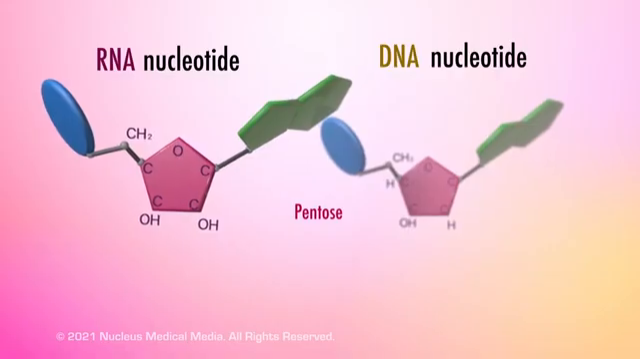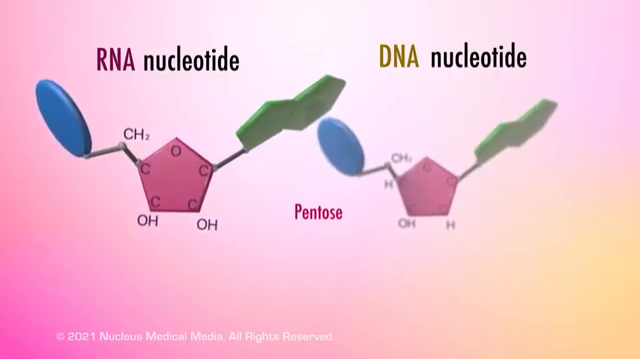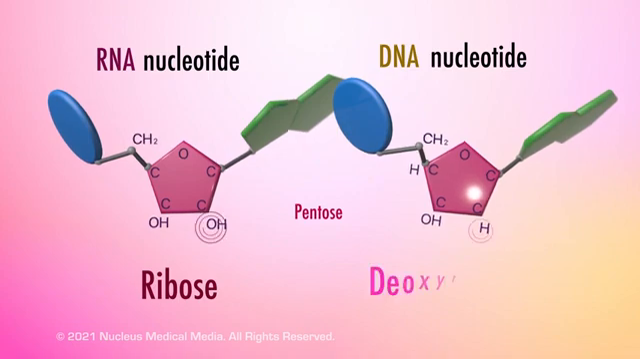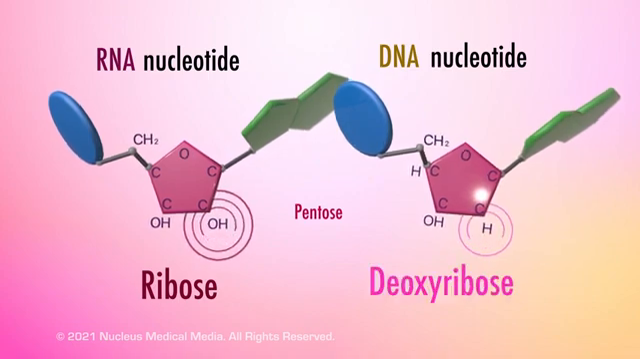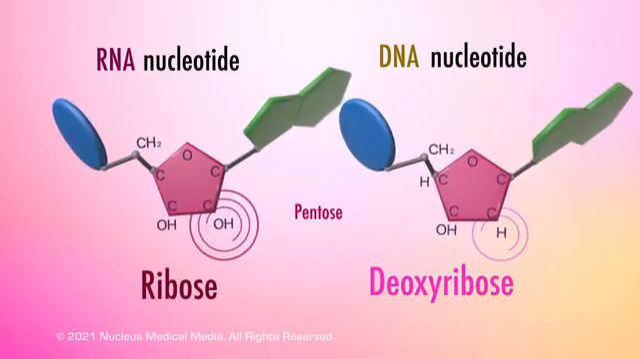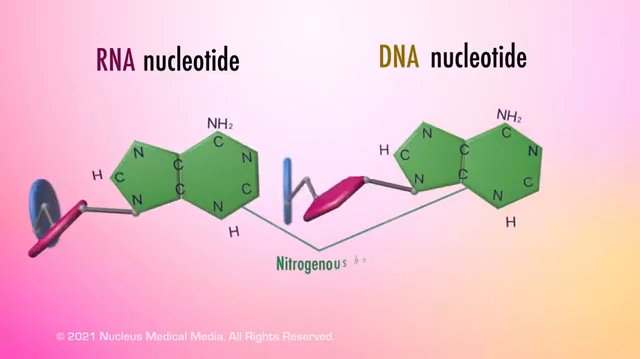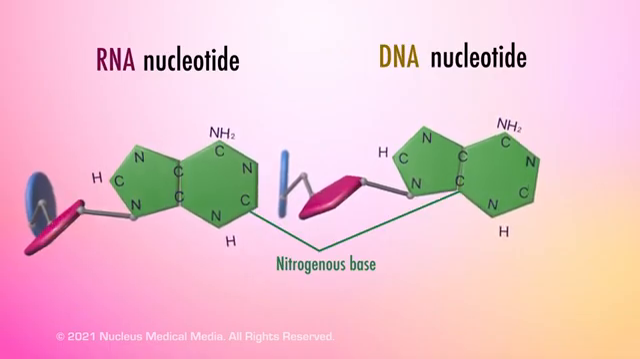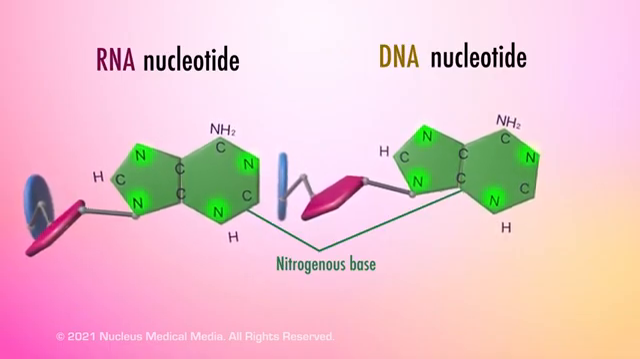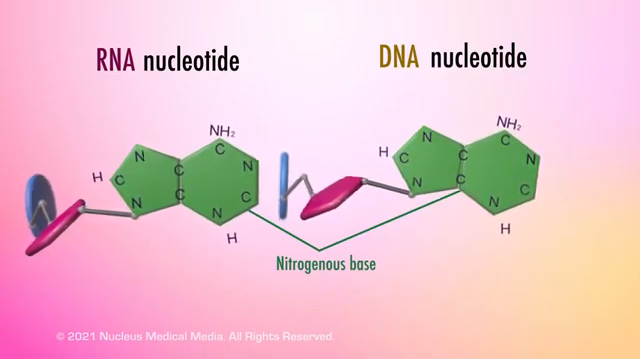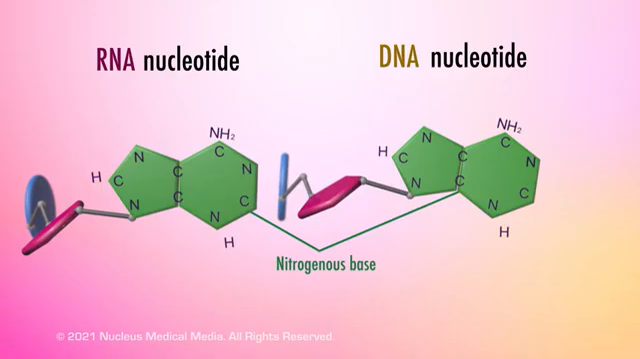The specific pentose sugar in RNA is called ribose. The pentose sugar in DNA has one less oxygen than ribose in RNA, which leads to its name deoxyribose. The third compound in a nucleic acid nucleotide is a weak base that always contains nitrogen. For this reason, this compound is referred to as a nitrogenous base.